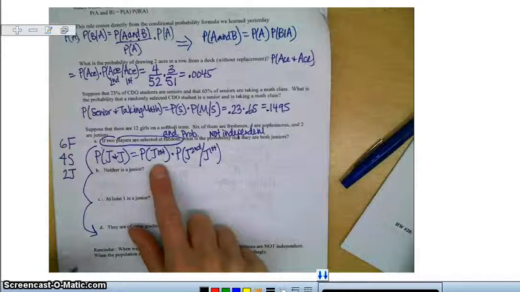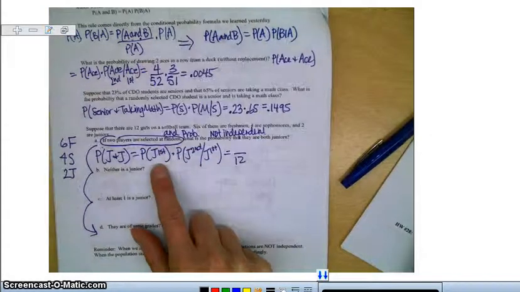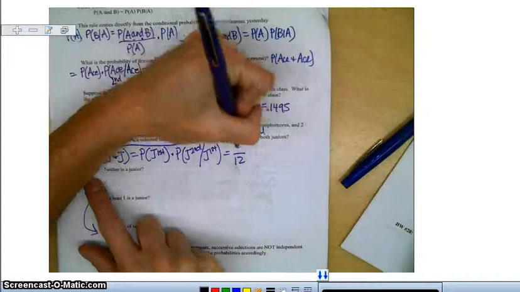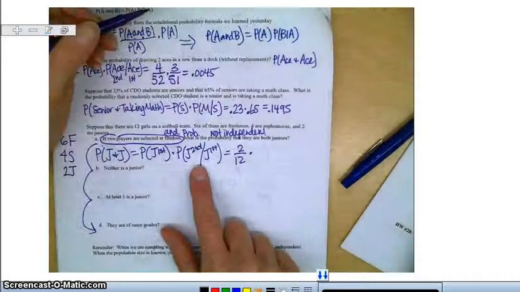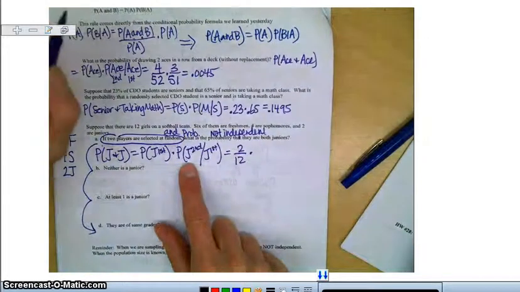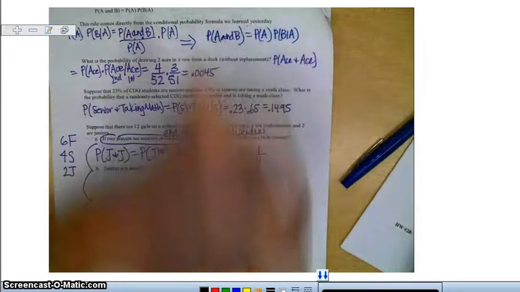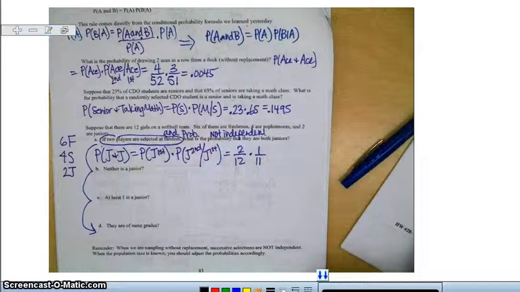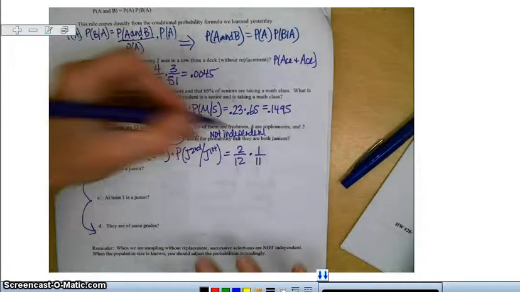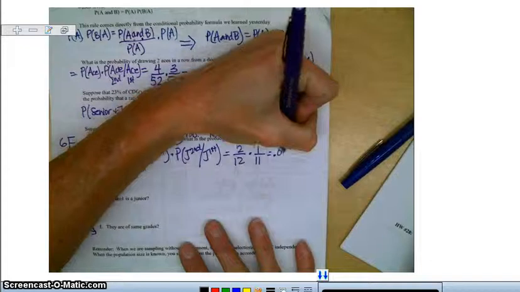So the probability that you get a junior first out of the 12 is, because you have 12 people to pick from to start with, 2 out of 12, times the probability that you got a junior on the second time, given that the first one was already a junior. So now there's 11 people left and only 1 junior left. That is what you're going to multiply, and you get that probability is 0.0152.